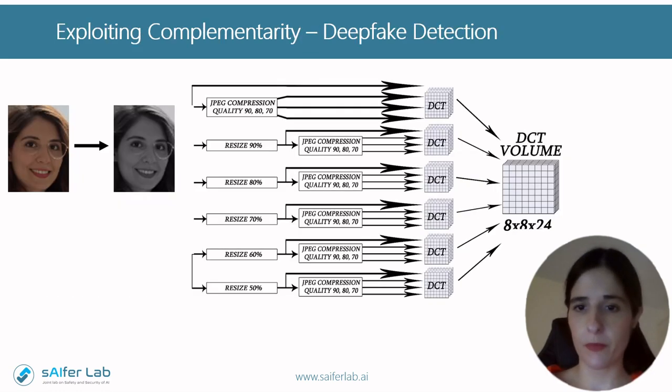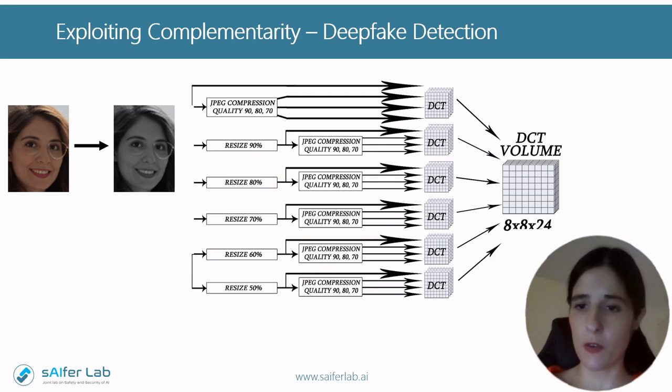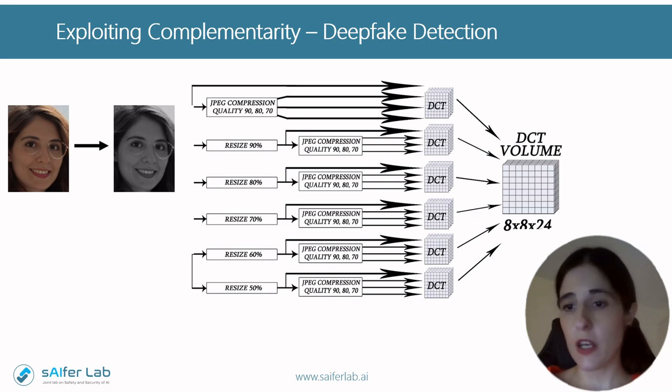In this other work, we attempted to exploit the complementarity provided by different versions of the same image, resized and compressed in various ways. For each of these images, we computed the discrete Gaussian transform and used all this information for classification. A system of this type allows the correct classification of samples as fake, even if they have been shared via social media and therefore resized and compressed.